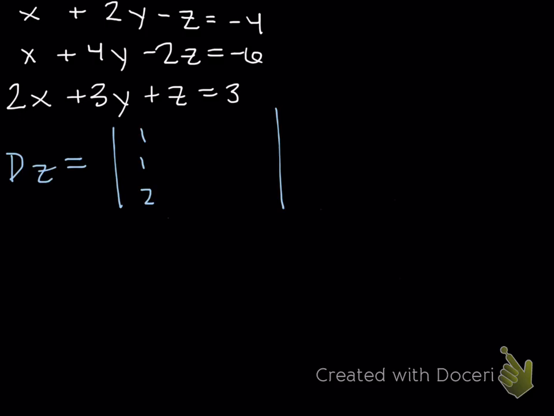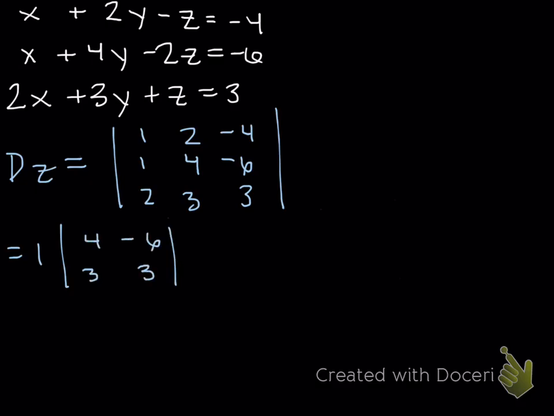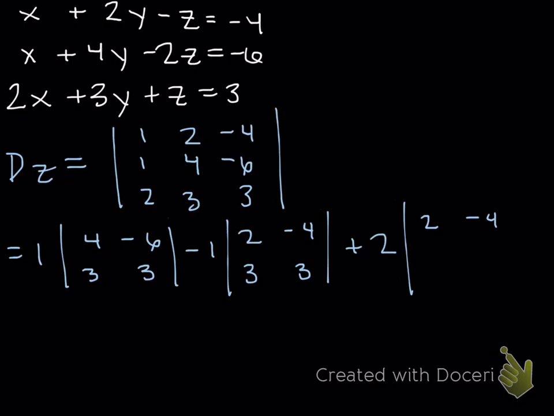So my Y value should be 2, 4, 3. I had that right, but I never put the answers in. So -4, -6, 3. So I'll have 1, 4, -6, 3, 3. Minus 2, -4, 3, 3. And plus 2, -4, 4, -6.